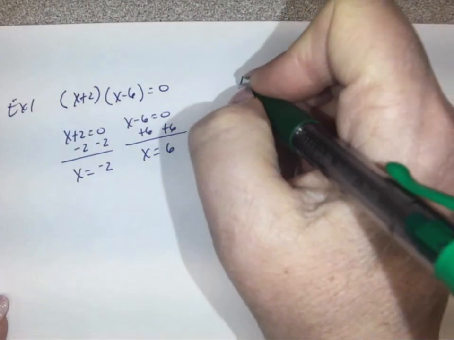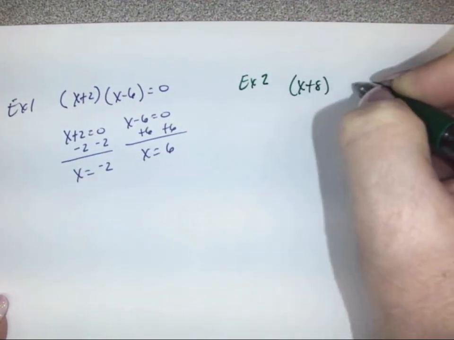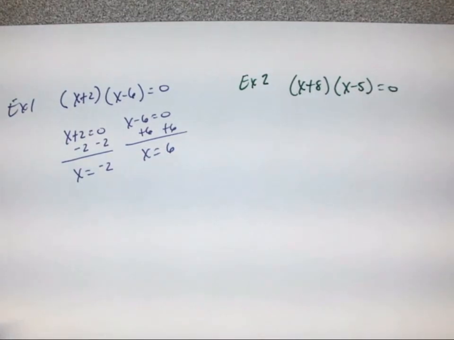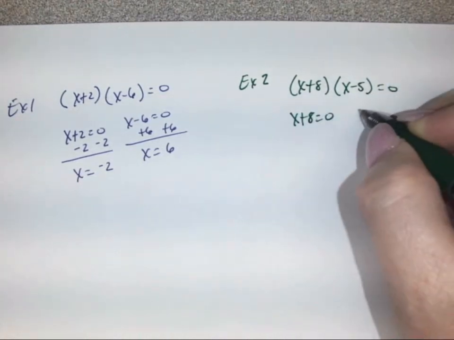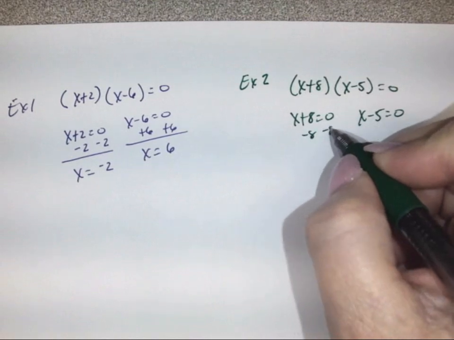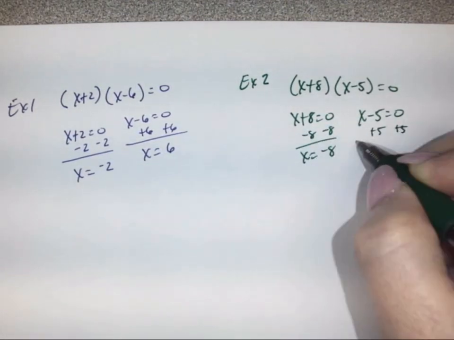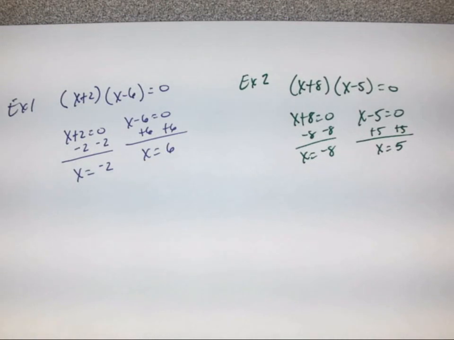All right, let's do another example just like it. We have x plus 8 times x minus 5 equal to 0. We'll do the same steps here. We'll take x plus 8 equal to 0 and x minus 5 equal to 0. Subtracting our 8, we get x equal to negative 8. Adding the 5, we get x is equal to 5. So those would be our two answers.